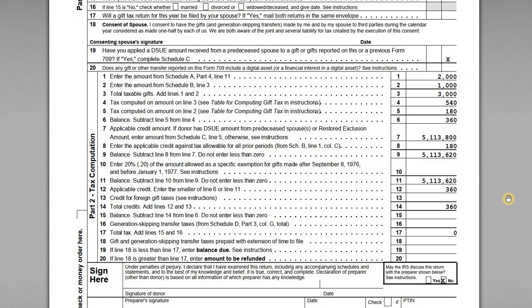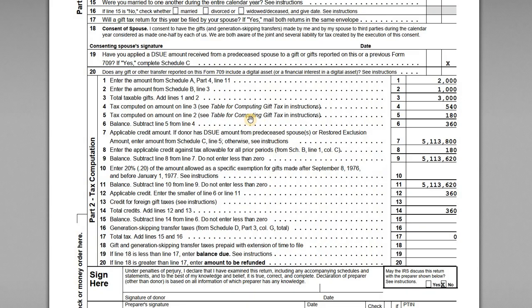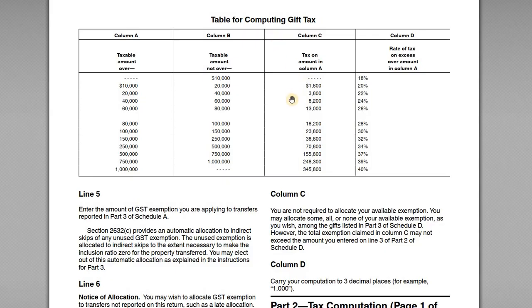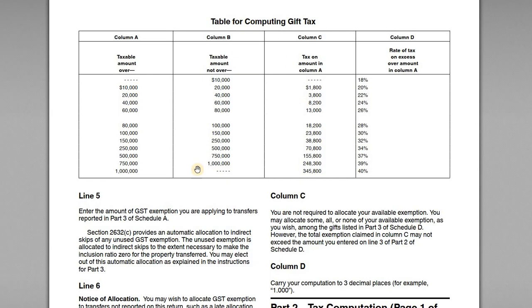So we've got $2,000 of current year taxable gifts, $1,000 in prior year, so the total taxable gifts is $3,000. Now on lines 4 and 5, what we're doing is we're using the current year tax tables to calculate the amount of tax on the total taxable gifts and the amount of tax on the prior year gifts. So if we have a look at the tables, this is the tax rate table for the 2023 year.